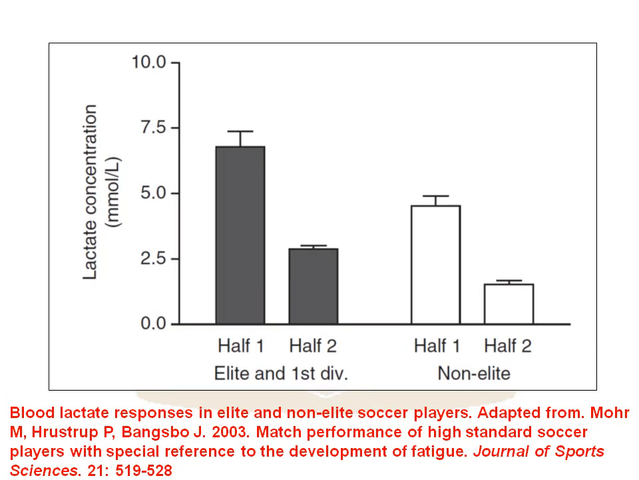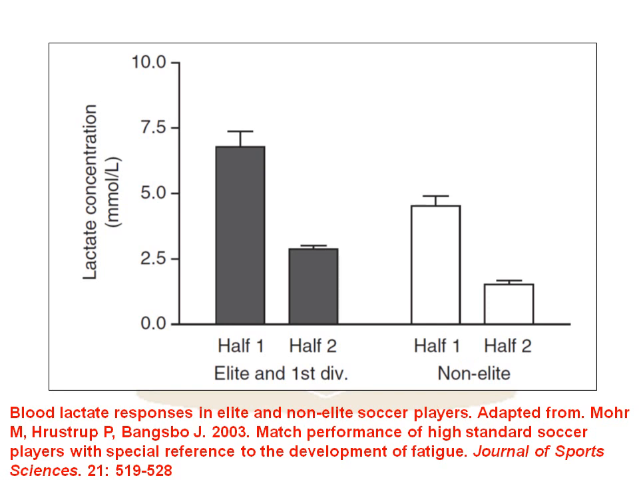And the final thing to show you really is this data, which is just looking at the lactate concentration from the first half to the second half. So we've got elite and first division versus non-elite. And can you see that both are showing exactly the same pattern? That the elite are able to produce more lactate.